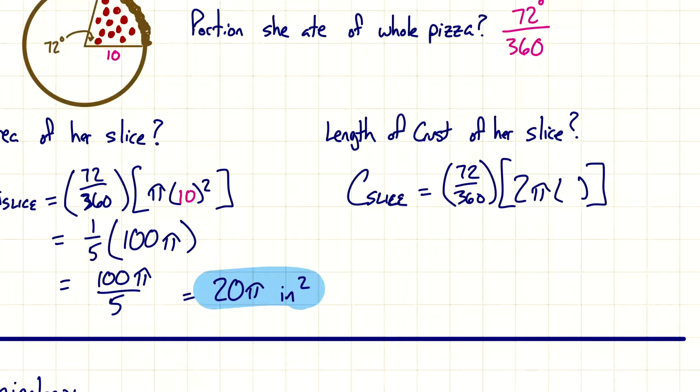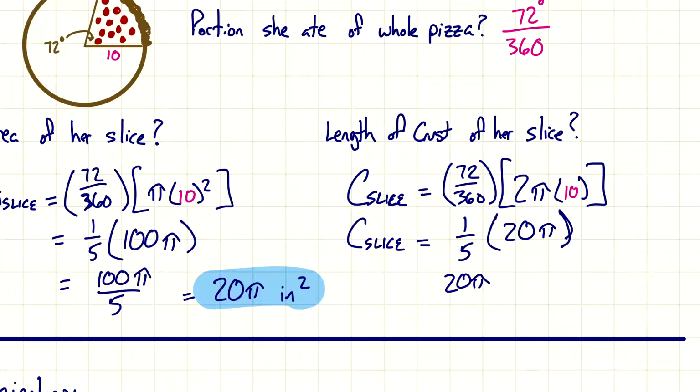Okay, so let's plug in our 10, because that's our radius. And I already know this fraction is going to reduce to 1 over 5 because we just did it over here. So that's the nice part. If you do it once, then you could reuse the same fraction. And then 10 times 2 is going to be 20 pi. So that means 20 pi over 5.